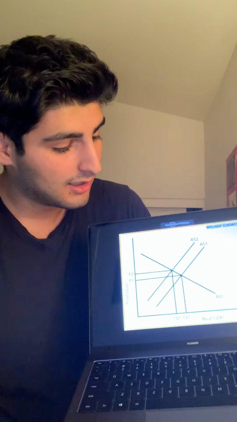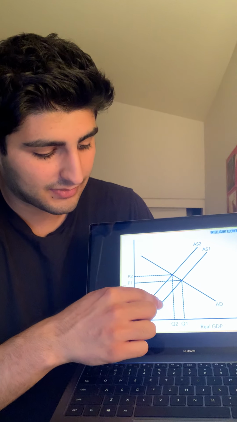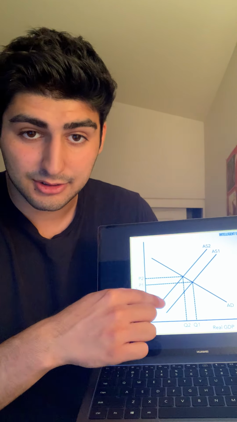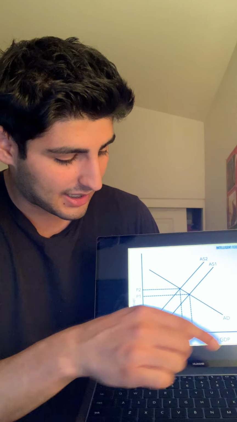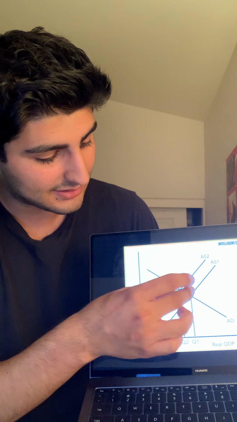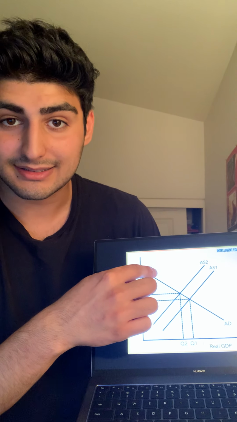Now, cost push inflation can be represented by this other graph I have right here. It's much similar to the last graph, but there are some important differences. So instead of demand changing, this time supply changes. These two lines are supply, this one is demand. Price starts at Q1 at this intersection right here and increases to this point right here because supply changes and demand stays the same.